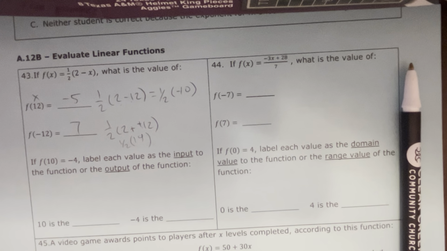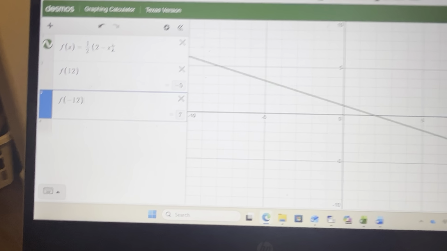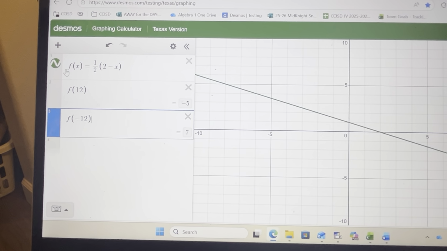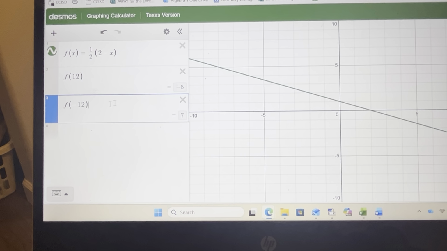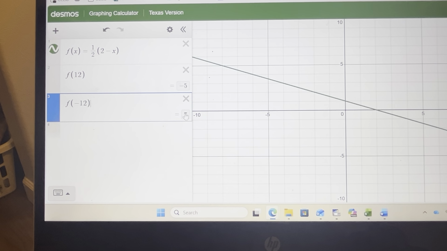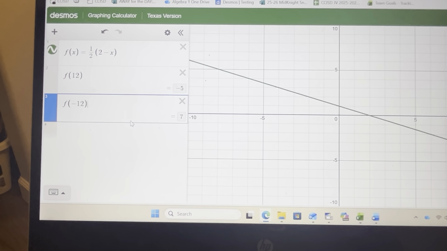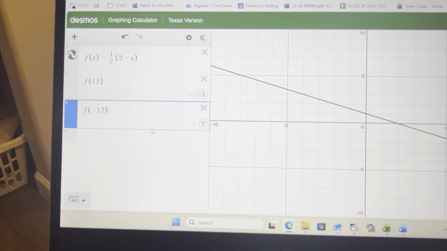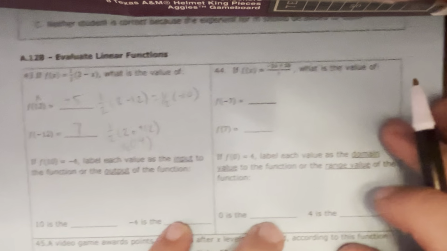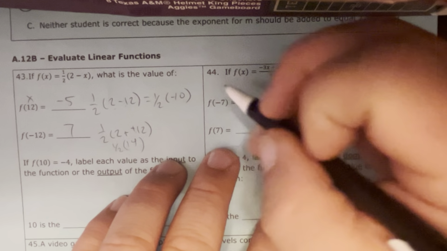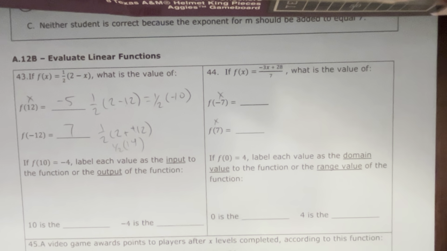Now I'll show you what it looks like in Desmos. In Desmos, I put in the original expression just as it is with f of x, and then put in f of 12 and f of negative 12, and it spits out the answers negative 5 and 7. And that's what we had on our paper. So Desmos can do all that work for you. All right, so number 44, exact same thing. We're going to plug in negative 7 into x and plug in 7 into x. And again, Desmos can do it for you.